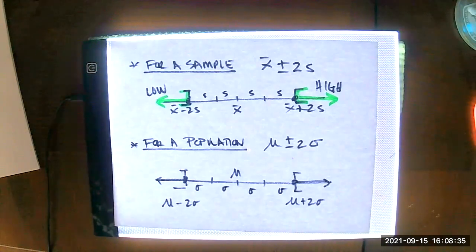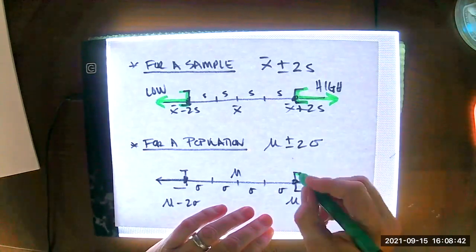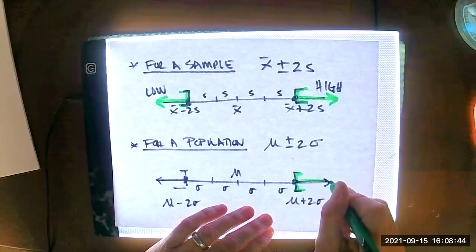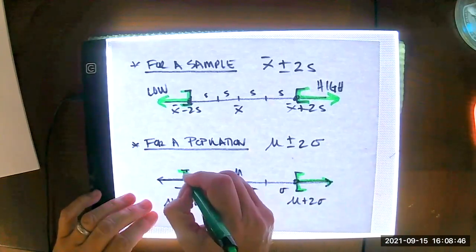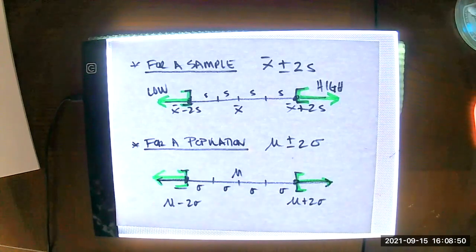This does get used an awful lot in the real world. It's not special to this class. 2 standard deviations is a fairly common way to identify unusual outcomes. It's another way of referring to this. You'll hear me use that phrase again. All right, so this is where I was yesterday.